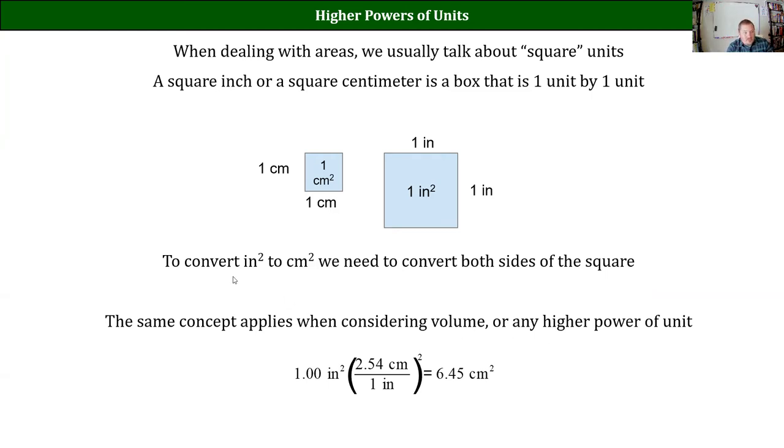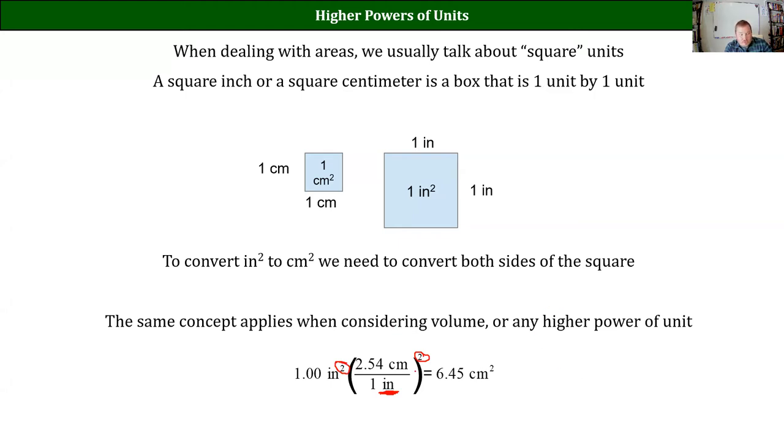But the only thing we really need to do in order to do that is, just like if we had x squared and we wanted to cancel out x squared, we would need to divide by x twice. If we're going to cancel out both powers of this unit, we need to do it twice. If we just have inches on the bottom and we have inches squared over here, we've got to do the conversion twice. And that's equivalent to converting both sides of the box individually. We just don't need the actual dimensions of the box to do it.